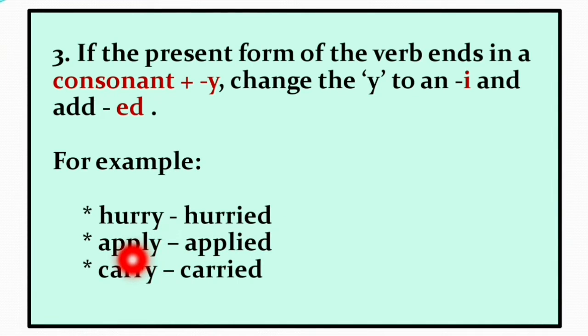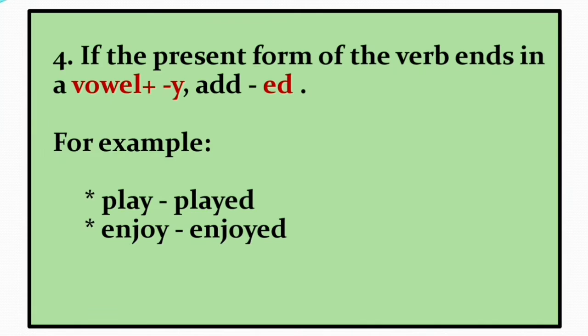Apply: again we have Y at the end, and before Y we have the consonant letter L, and then we have removed the Y and added I, ed. So apply becomes applied, carry carried. In this way, if we have consonant plus Y, we have to remove the Y and then add IED to make the verb past. Okay. Now we will go for rule number 4.